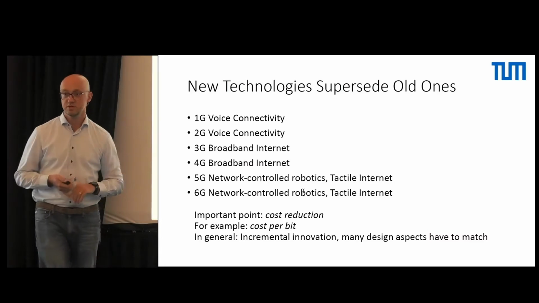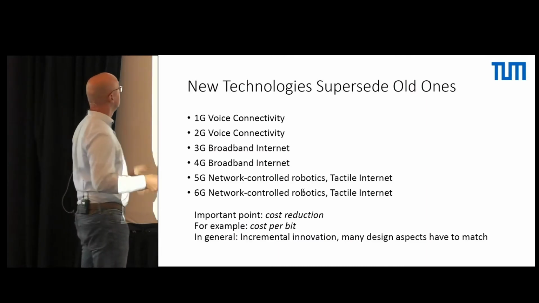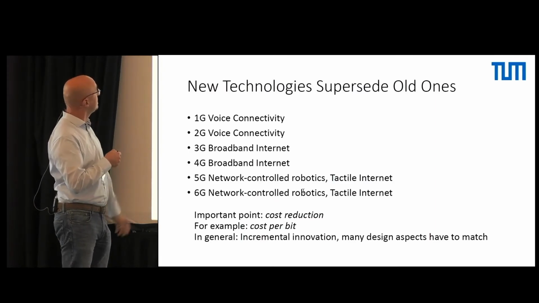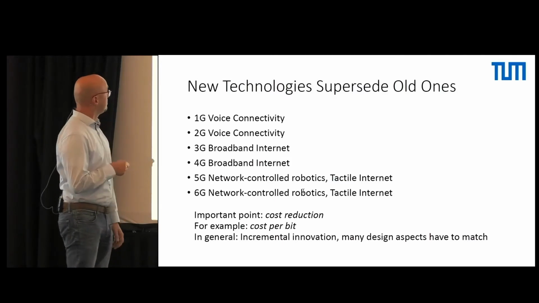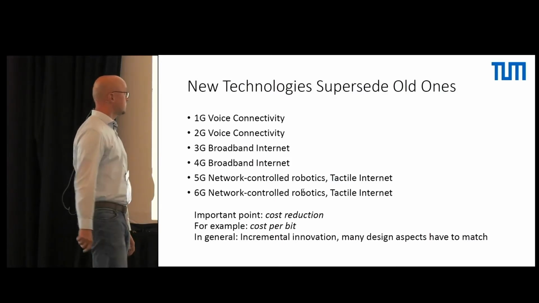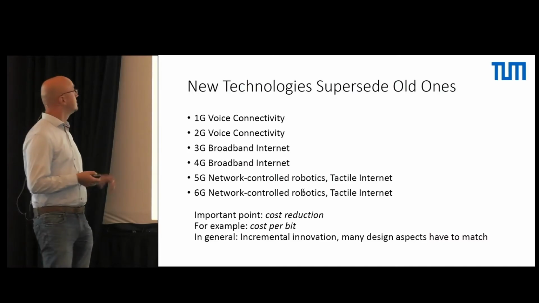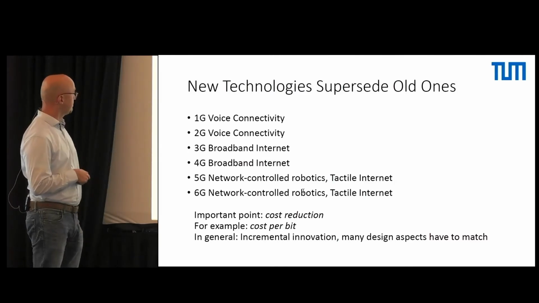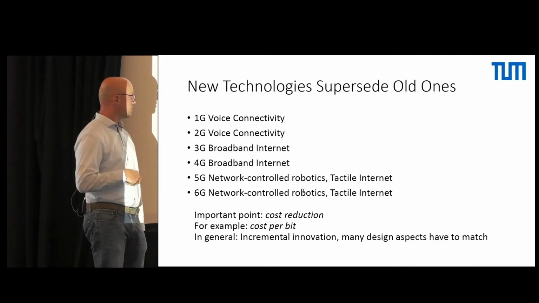So in the communication systems, we can look, for example, at the evolution of broadband connectivity, mobile connectivity, and we see that in the first generation of mobile networks, we had voice connectivity brought to the people, also in the second one. So here it was more for business than for end consumers. And then we had broadband internet, and now we have network-controlled robotics, tactile internet. All of this takes quite some time, and is a big industry behind it, which has sometimes a bit unfortunate metrics, at least from the perspective of fundamental research. It's all about cost reduction, about cost per bit.